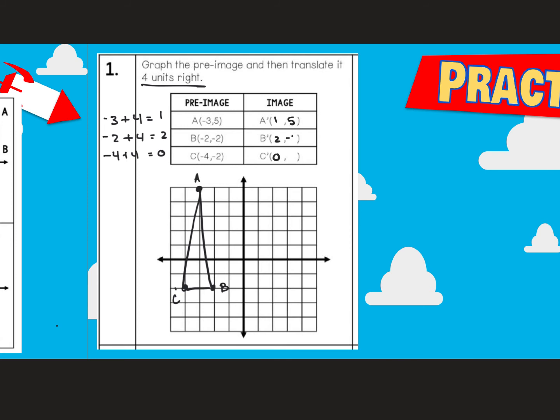My y coordinates are going to stay the same. All right, so now I'm going to change my color. I have 1, 5, which is my A prime. I have 2, negative 2, which is my B prime. And then I have 0, negative 2, which is my C prime. All right. And there is my new triangle.